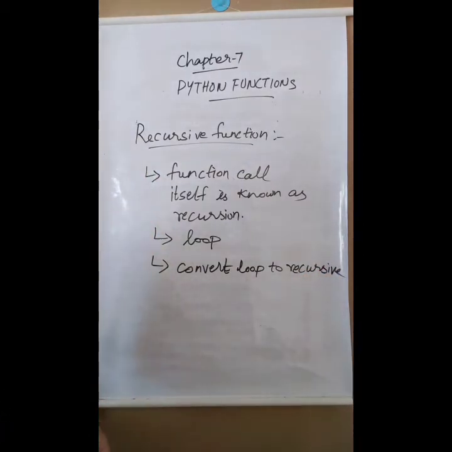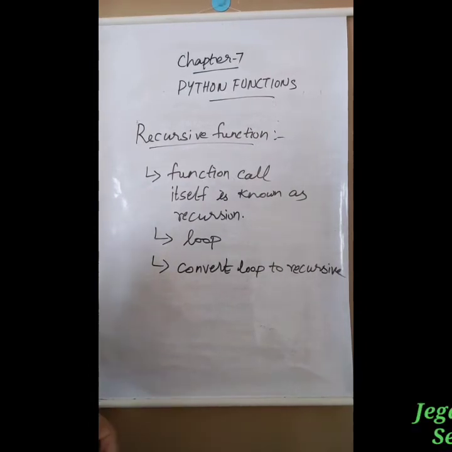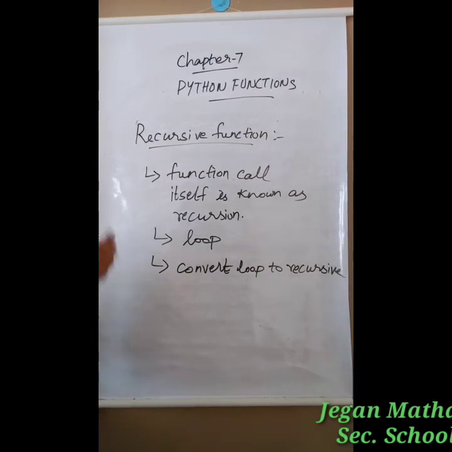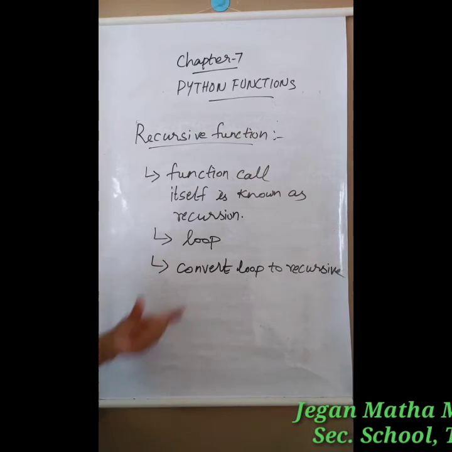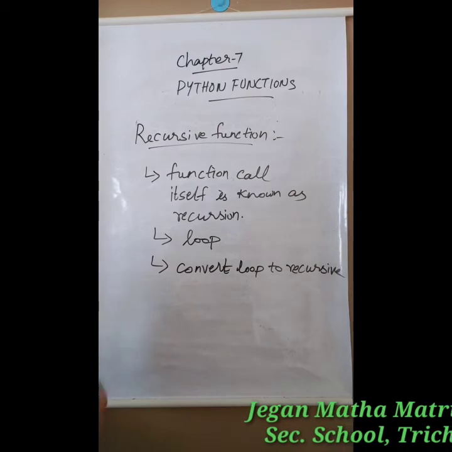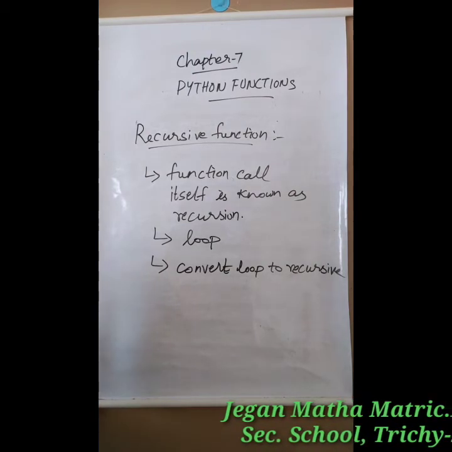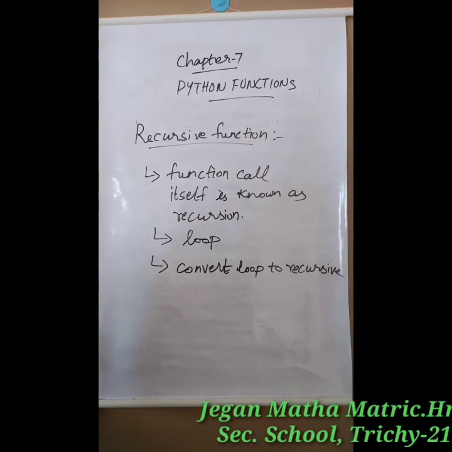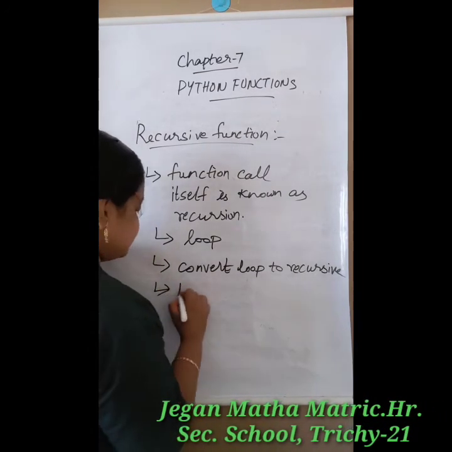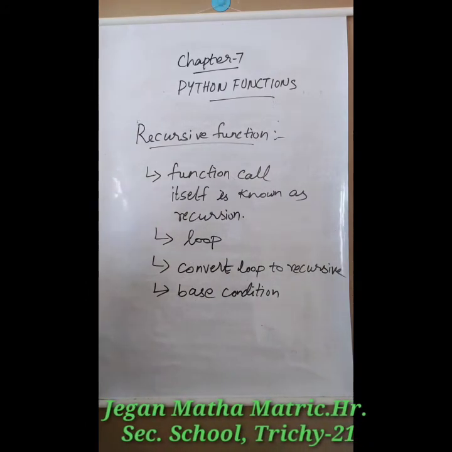Next, a recursive function calls itself, and the process would iterate identically if not stopped by some condition. The condition that is applied in any recursive function is called the base condition. A base condition must be present in every recursive function. Otherwise, it will continue to execute like an infinite loop. If we don't use a base condition, it processes infinitely.